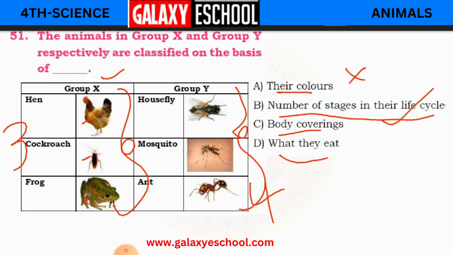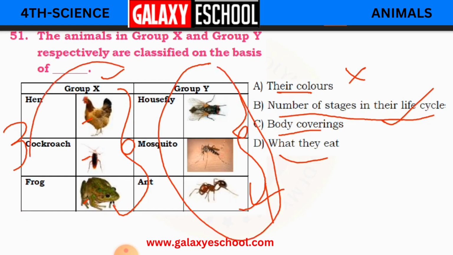As group Y has got 4 stages, they are different to group X because group X has got 3 stages. So on the basis of the stages in their life cycle, they are divided into these 2 groups. Clear, children? So if you see C option, body coverings. Body coverings are also different for hen, cockroach, frog and all this. So that also will not give our correct answer. What they eat. Their eating habits are also different. So that is why even D also doesn't match. Clear, children? So B is the correct answer here.